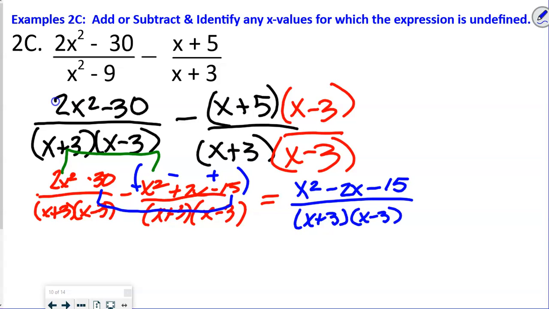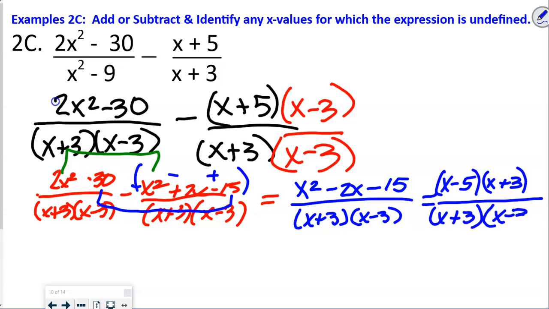So what do y'all think our next step will be? Yep, we're going to factor what's in the numerator. So we need to figure out what are the factors of negative 15 that added together give me a negative 2, so that would be minus 5 and plus 3. We're putting that over our x plus 3 and our x minus 3. Hopefully right now you can see what cancels out. So we're left with x minus 5 over x minus 3.